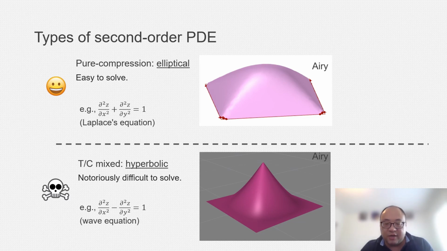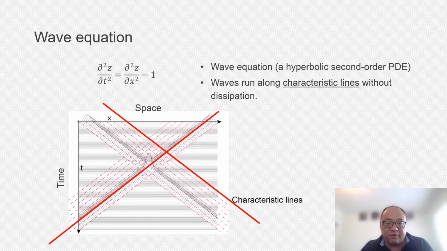If the boundary values of the shell are given as in a membrane problem, then the hyperbolic problem is notoriously difficult to solve. Here is a simple wave equation as an example of a simple hyperbolic equation. It represents one-dimensional wave propagation along time. The waves run either from left to right or right to left. Thus, in the two-dimensional time-space domain, the waves run along diagonal lines crossing the x-axis at 45 degrees. These diagonal lines are called characteristic lines.